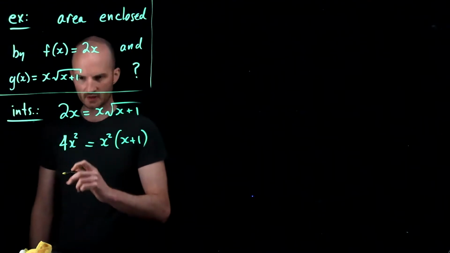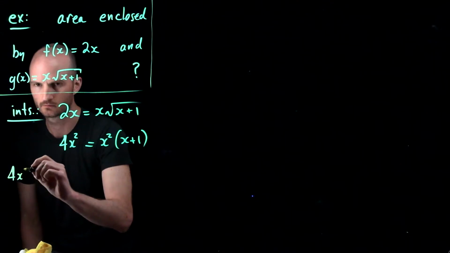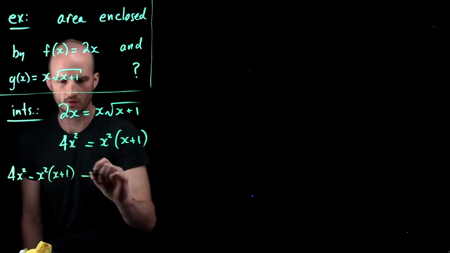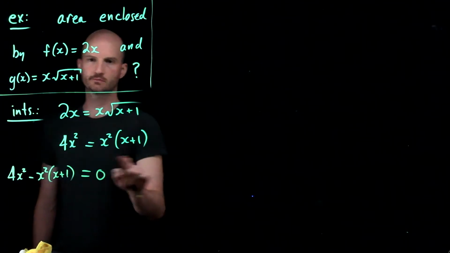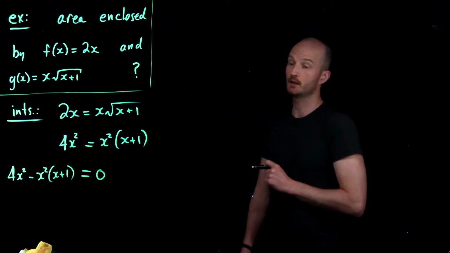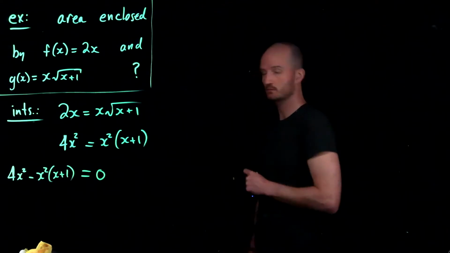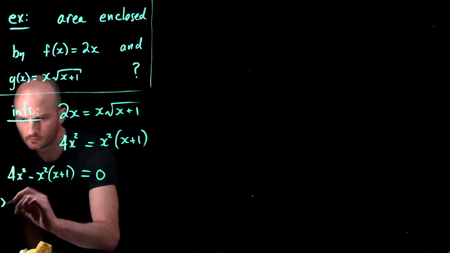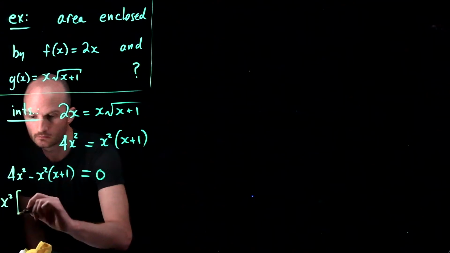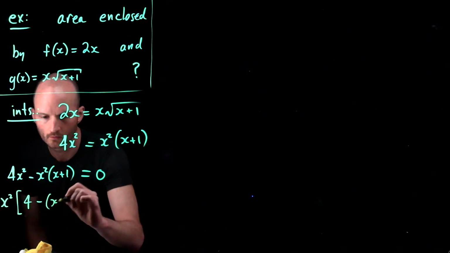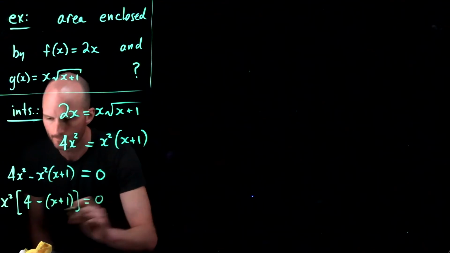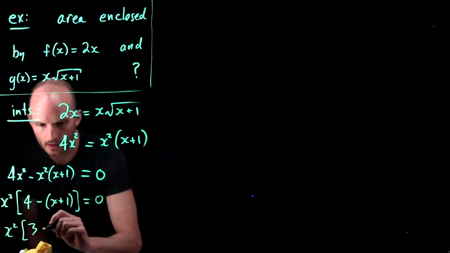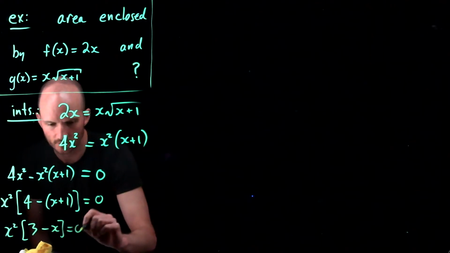So I'll bring everything over to the left-hand side. Okay, notice that I did not expand this thing because I want to solve by factoring, which is the opposite of expanding. Factor out the x squared. And what do you get? You get x squared times 3 minus x equals 0.